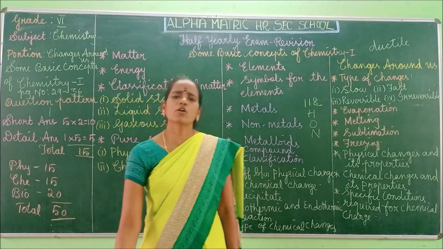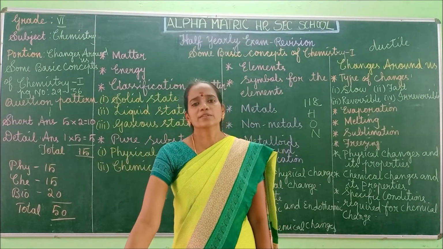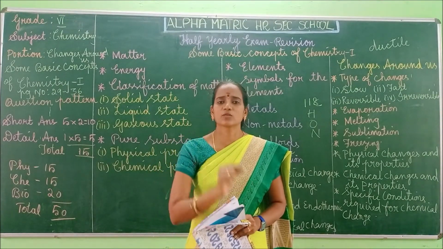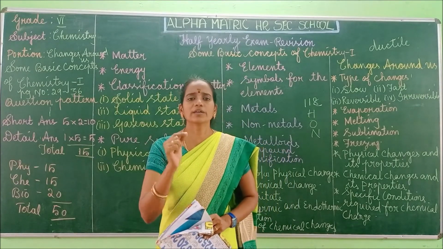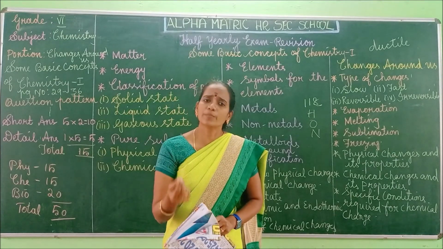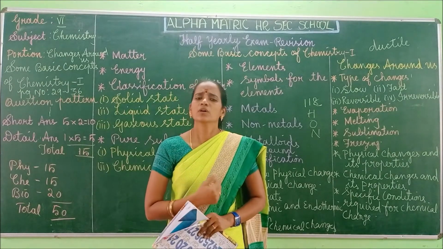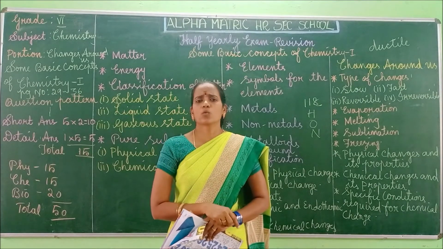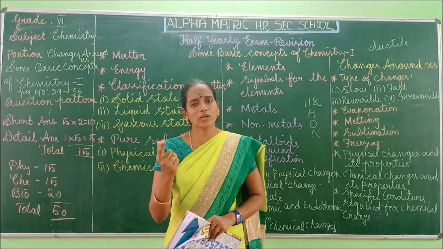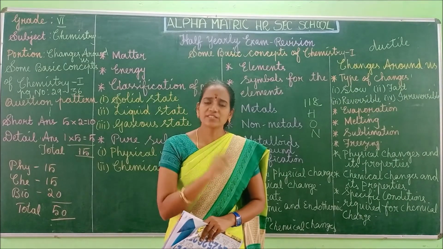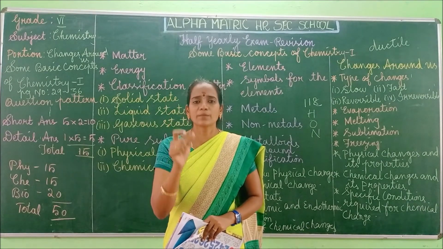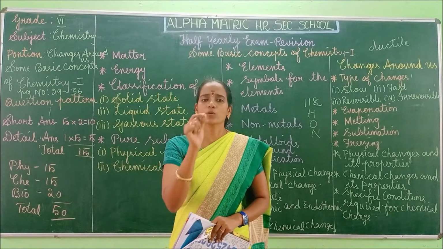So next one we can move to compound. What do you mean by compound? A compound is composed of two or more separate elements. For example, water is a compound. Sodium chloride is a compound. Carbon dioxide is a compound. How? Water is composed of hydrogen and oxygen elements. Hydrogen is a separate element, oxygen is a separate element. Both the elements combine to form the compound water.